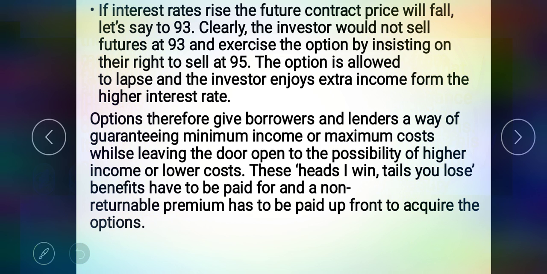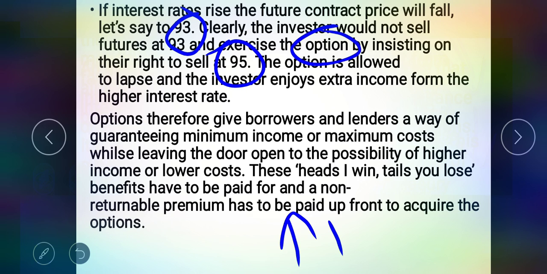If interest rate rises, then the future contract price will fall. Let's say it will come to 93. Clearly, the investor would not sell the futures at 93 and exercise the option by insisting on their right to buy at 95. The option is allowed to lapse. The investor enjoys the extra income from the higher interest rate.